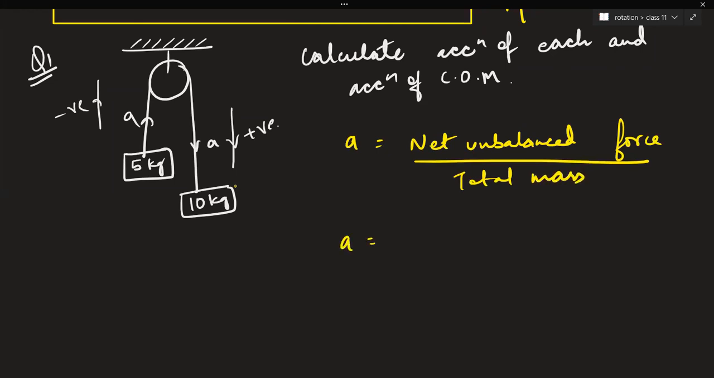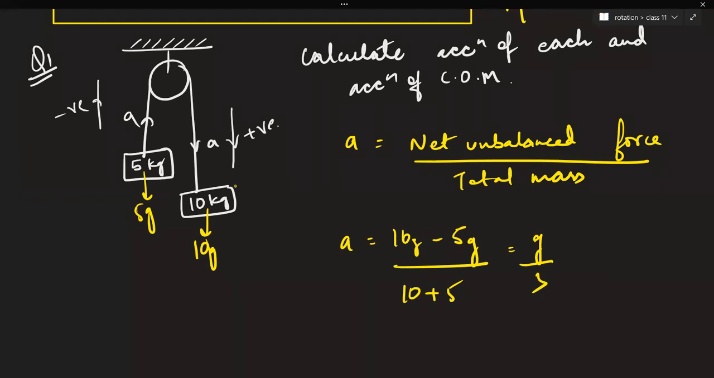So see, this is 10g and this is 5g, that is mass into acceleration due to gravity becomes the weight. So unbalanced force means 10g minus 5g divided by total mass. Total mass is 10 plus 5. So this becomes g by 3. Now this is acceleration of each, g by 3.